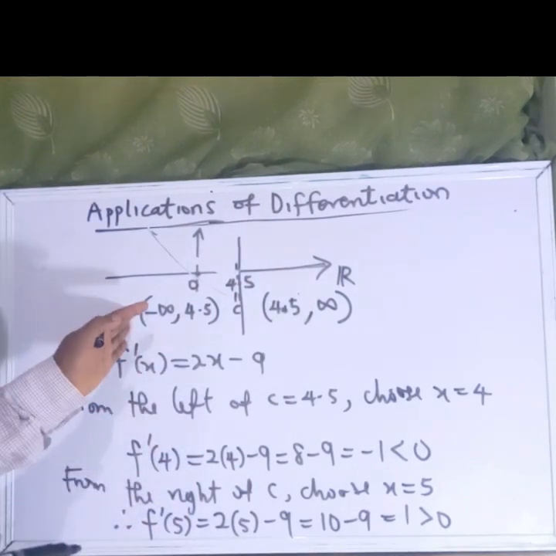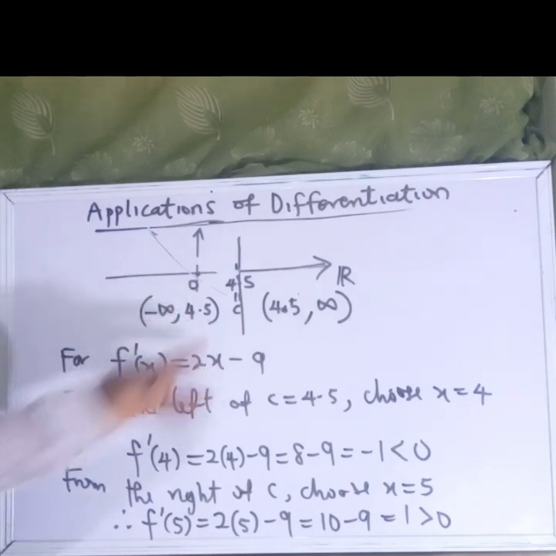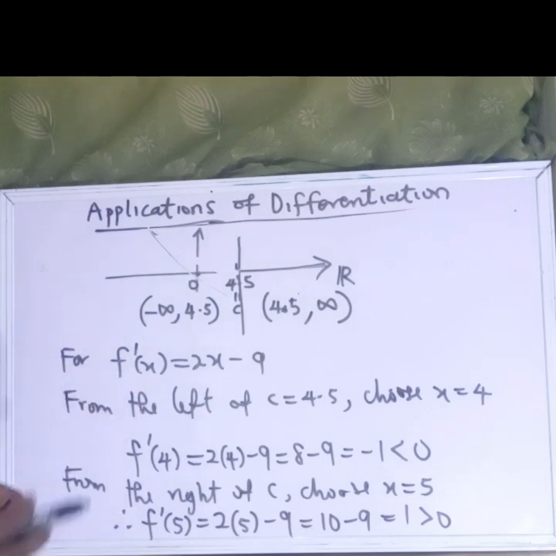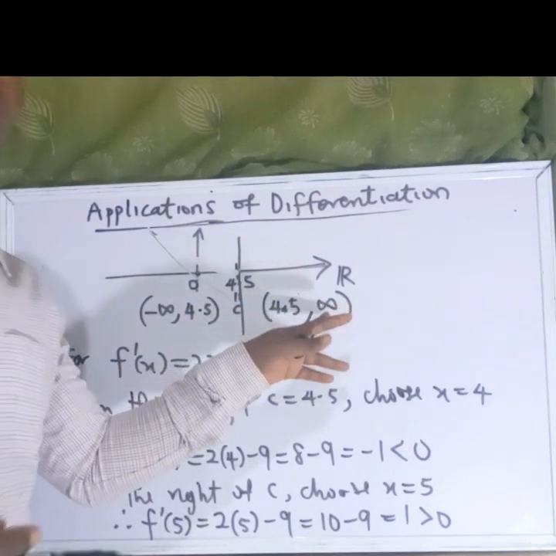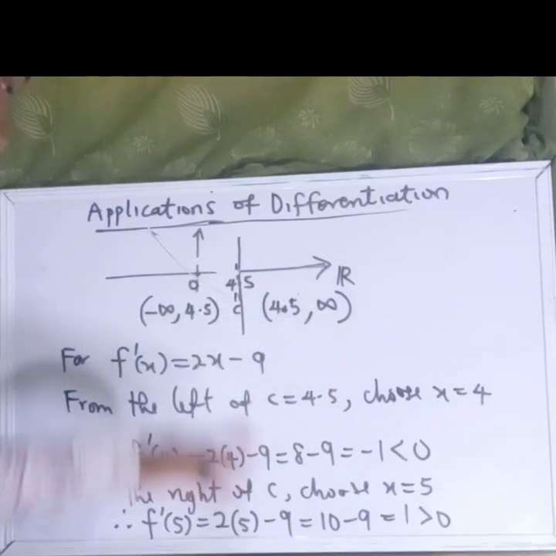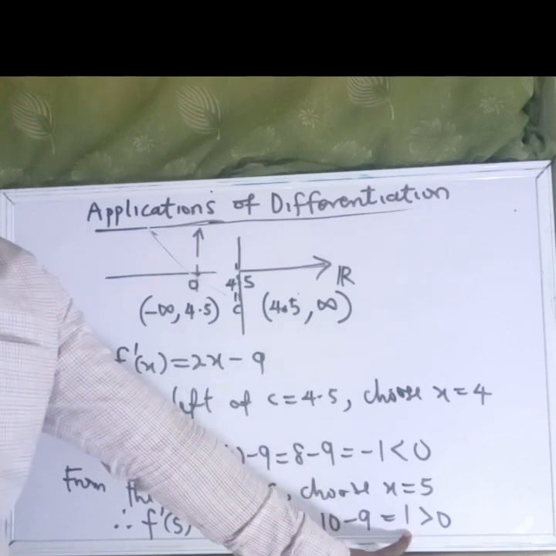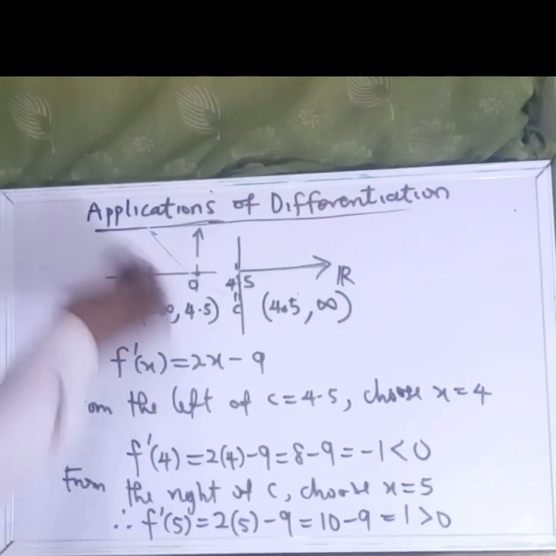From the left, that is the interval negative infinity to 4.5, the curve x squared minus 9x plus 8 is decreasing. On the interval 4.5 to infinity, according to the judgment here, the curve is increasing. So let's put that down. Then let us use the notion to discuss the topic of the day.